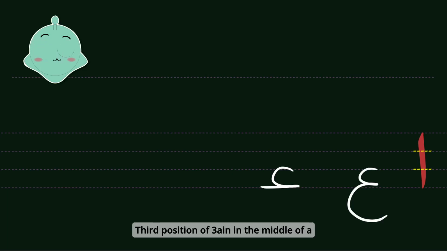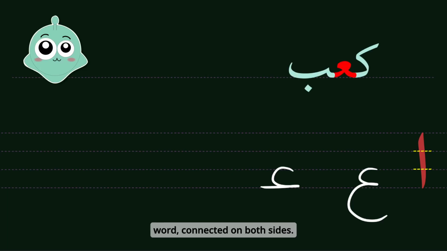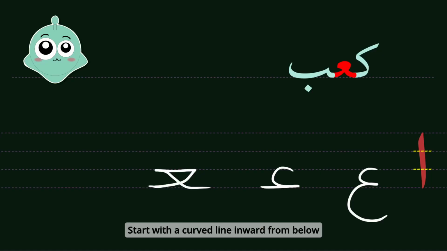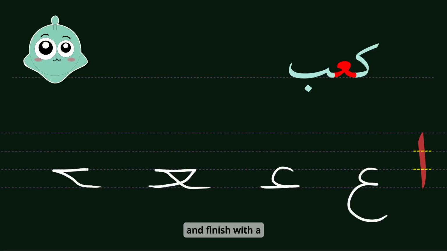Third position of Ain in the middle of a word, connected on both sides. This form is completely different from the others, and it has its own writing trick. Here's how to do it. Start with a curved line inward from below, then draw a straight line back to the left, and finish with a curve outward at the top.